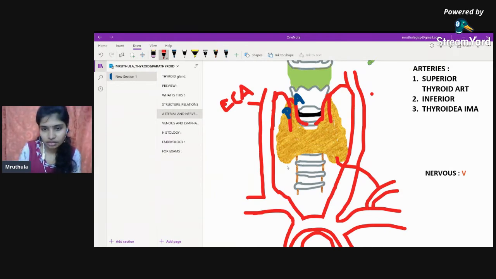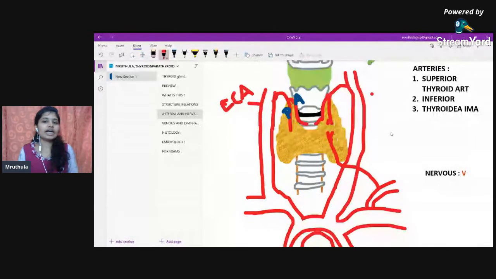Probably that might give some minor branches, but the main thing is as it reaches upwards, it is anastomosing with the posterior branch, right? As we told before. So this is about the arterial supply, guys. This is the most important arterial supply.